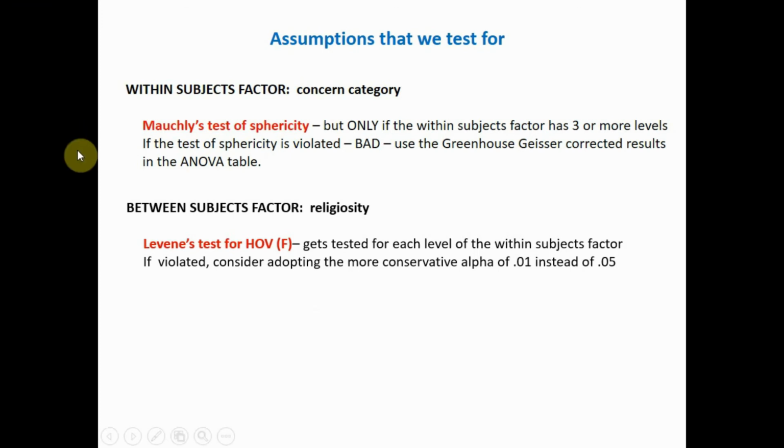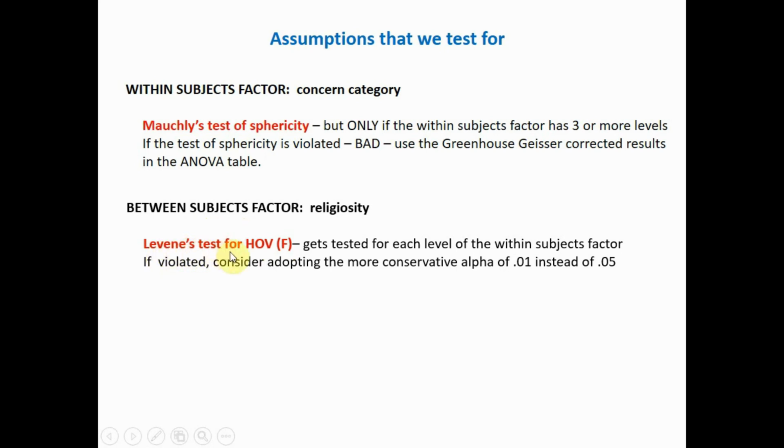We not only have a within subjects factor in the two-way, we also have a between subjects factor. That was religiosity, and that's where we have a different group of people in each category of religiosity. When you have a between subjects factor, you're always going to test it. You don't have that rule where it says 3 or more. Even if you only have 2 levels, you test it. And in SPSS, the one I look at is Levene's test.